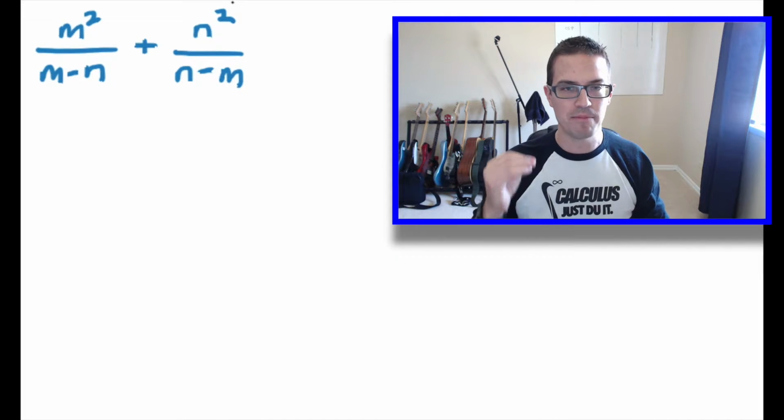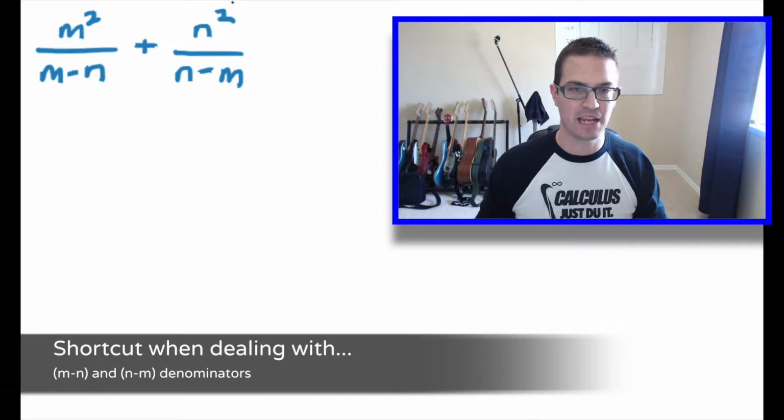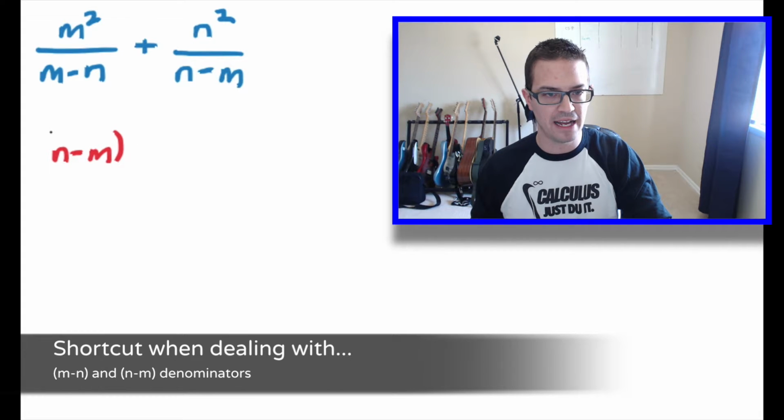Now, in order to make our life a little bit easier, there is a little shortcut that you can do to make this where they both have the same denominator. So basically what we're going to do is the following. If you take n minus m and you multiply this whole thing by -1, so we're going to distribute this -1 here and distribute the -1 here.